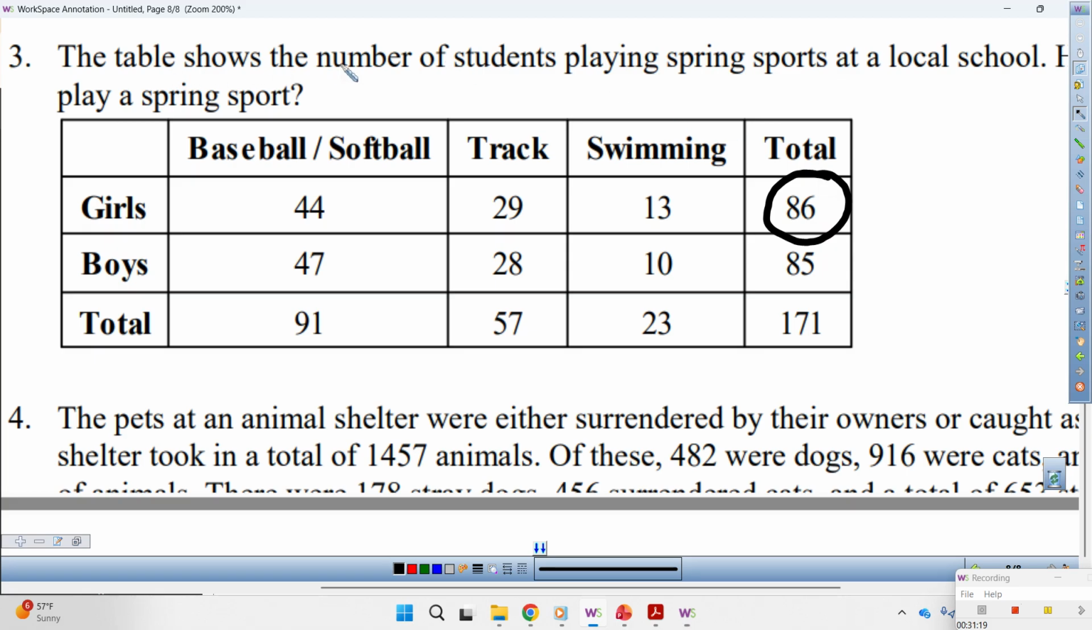Once again, it says, the table shows the number of students playing spring sports. That means all of these sports are spring sports, yes? So then it says, how many girls? Well, you go to the girls, go to the total, and that's 86. So, question. Tell your neighbor, how many boys play baseball? Yes, that is correct. 47. Only one. Baseball.